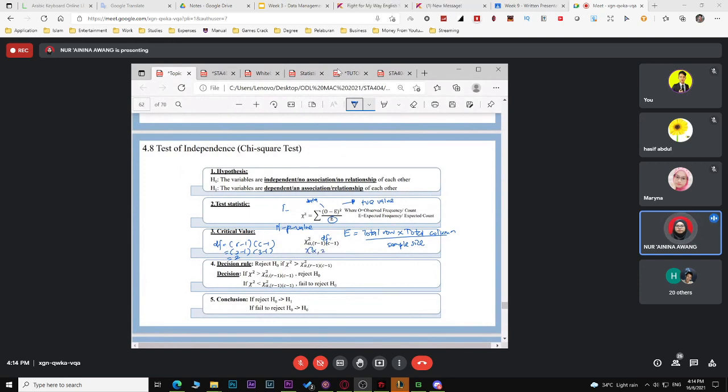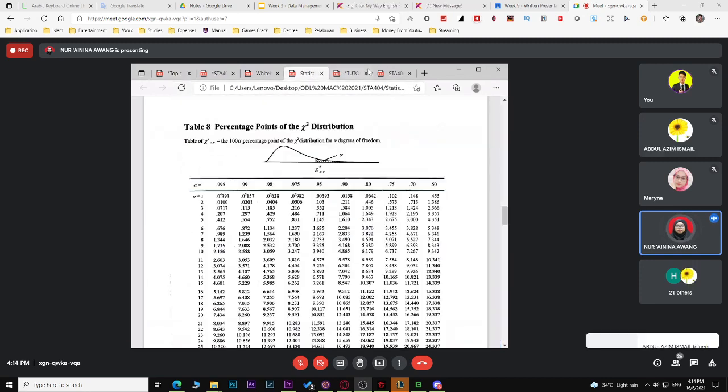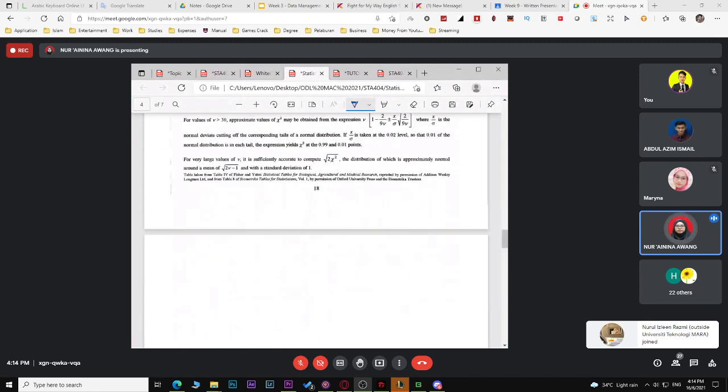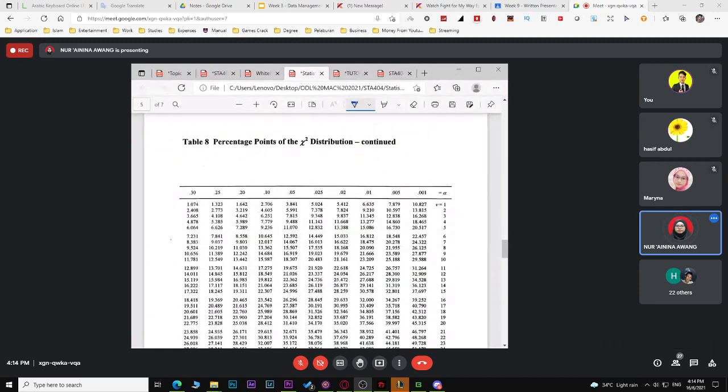Okay, so to find the value of your critical value, if you look at your chi-square distribution table, you have your alpha and your degree of freedom. So it is as usual. If it is 0.05, then 0.05 and your degree of freedom, whatever it is. Okay, so that should be the value.